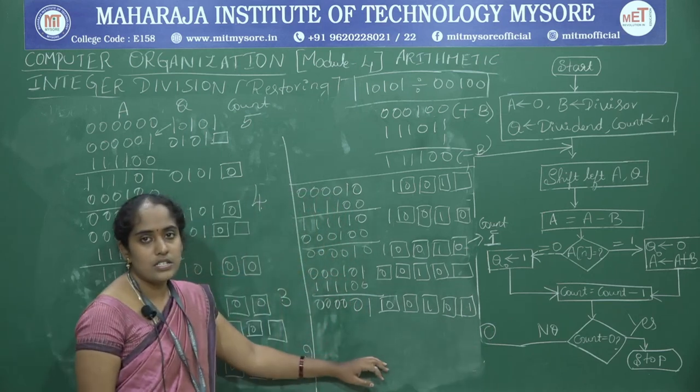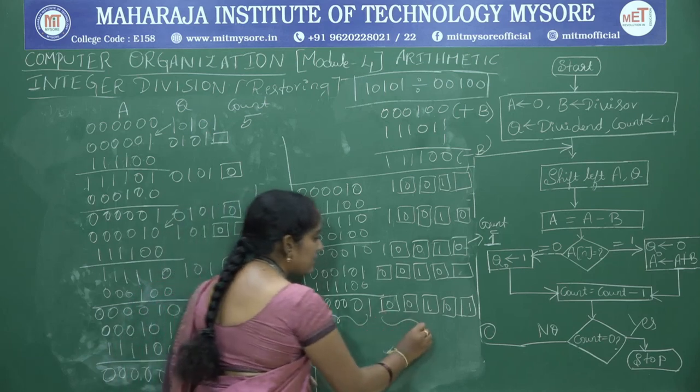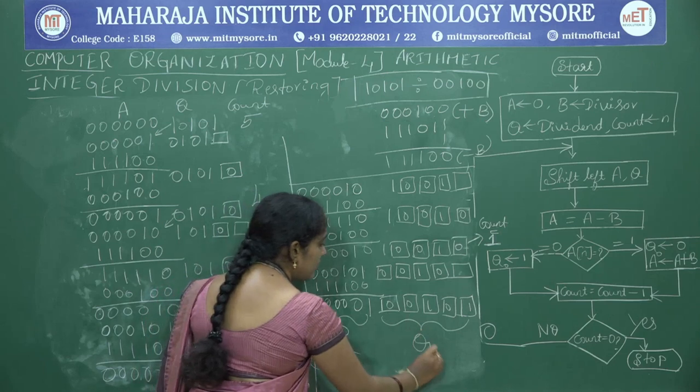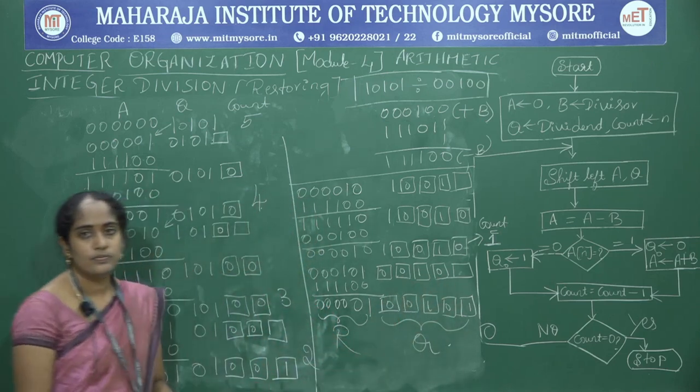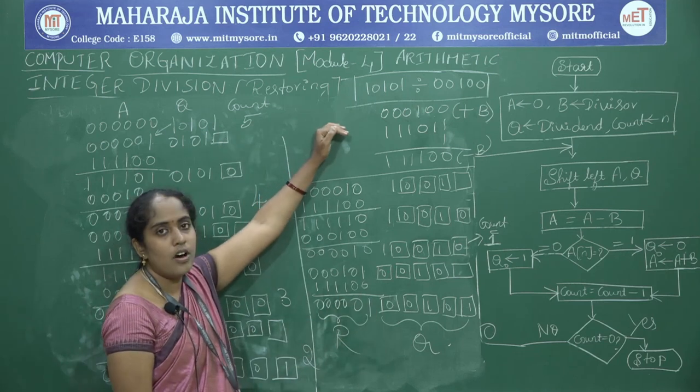So once the count value reaches 0, then stop the process, and this is the remainder and this is the quotient. This is the remainder and this is the quotient value. So this completes the restoring algorithm.